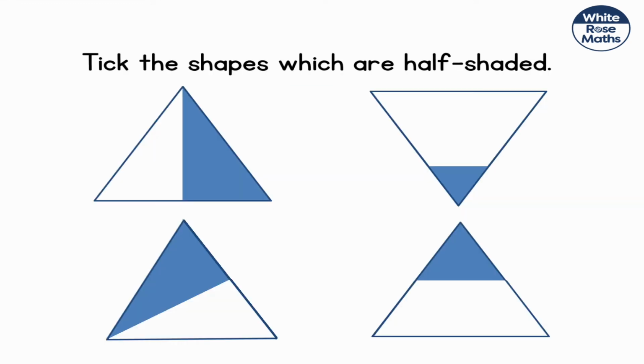Next question. Tick the shapes which are half shaded. That's half shaded. That's half shaded. That isn't, because this side is bigger than this side. Imagine I've got a triangle there, and this is not even a triangle, this is actually a trapezium. So this shape is not even the same as this shape, so they're not the same sizes. And here, they're not the same sizes.